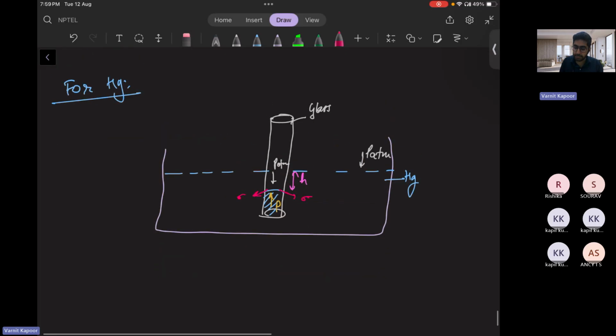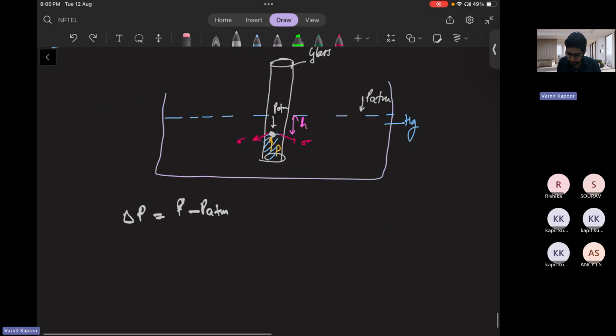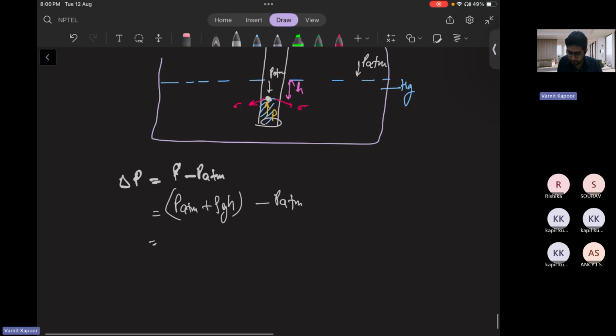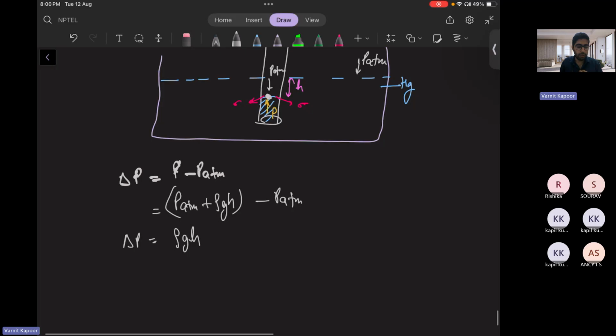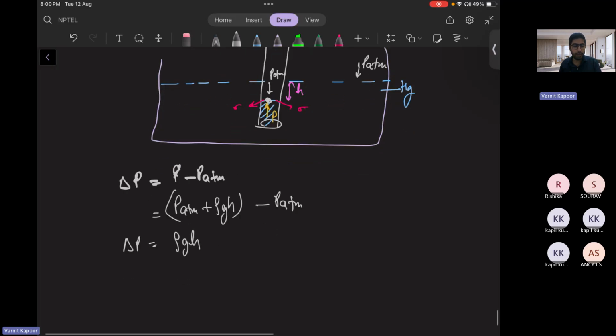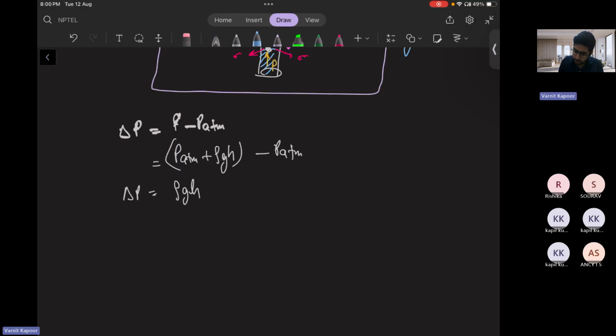So if I want to say what will be the change in pressure at the meniscus level, delta P is nothing but P minus P atmosphere. And what will be the P at this point? P atmosphere plus rho gh. So P atmosphere plus rho gh minus P atmosphere. The change in pressure is nothing but the hydrostatic pressure, that is rho gh. And you don't know what is height h. So you will again balance Fs with the pressure force. So this was your meniscus.